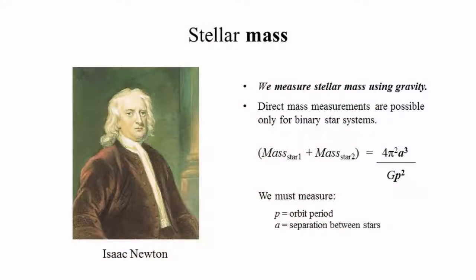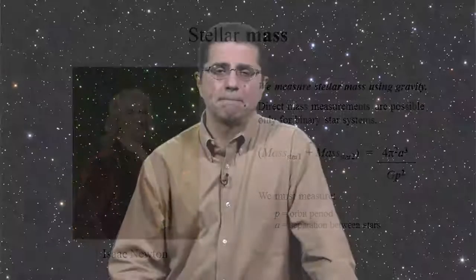So we need to measure these two properties. The period of time they take to orbit, we simply call that the period, and we designate it by P. The distance between them, we'll call that separation, and we'll just designate that by the letter a. So here you see an equation showing you this relationship. The mass of the first star plus the mass of the second star can be determined by measuring these two quantities. Well, how are we going to do that?